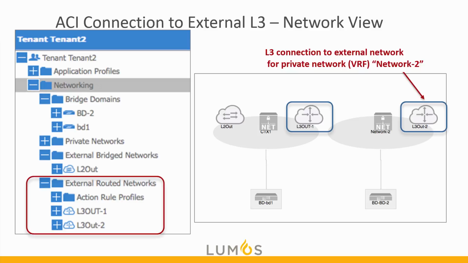So if we take a look at our connection to our external L3, we can see that from the tenant view, and of course L3 routing, just like L2 bridging, is done from the virtual overlay, which is the tenant. So from the left navigation tenant side, we see networking, and we already took a look at our external bridge networks. Now we're looking at our external routed networks. And we'll talk a little bit later about action rule profiles, but we can see that we have multiple L3 outs configured for this particular tenant.